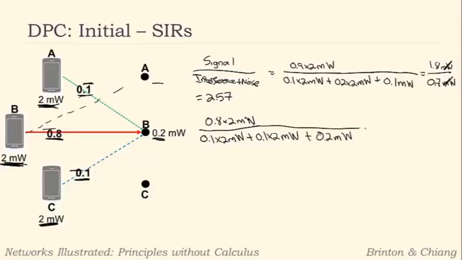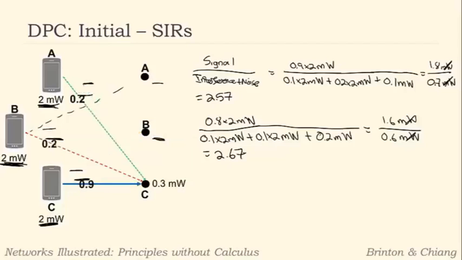So remember the noise is higher than it was for A. So on the top here then we have 1.6 milliwatts, 0.8 times 2, divided by, on the bottom, 0.6 milliwatts. And remember, again, these units cancel, and when we do that out, we get 2.67 as the signal to interference ratio. And we can do the same thing for C.